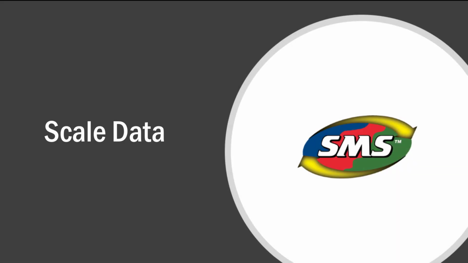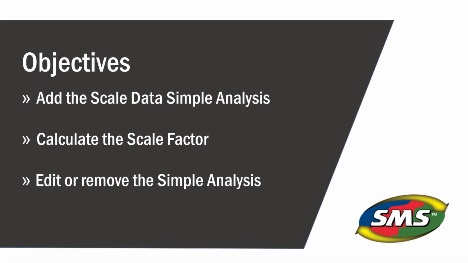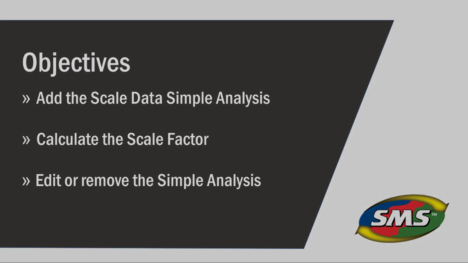The simple analysis function, scale data, allows for scaling or adjustment of the data that has been previously read into the software. This is most commonly used to adjust data where there is a known constant that needs to be corrected. For example, if there's grain harvest data that was read into the software and there was a known issue with the moisture sensor, users can scale the data so that the correct moisture will be displayed in maps and reports. In this tutorial, you will learn how to add the scaled data simple analysis, figure the scale factor, and edit or remove the simple analysis.